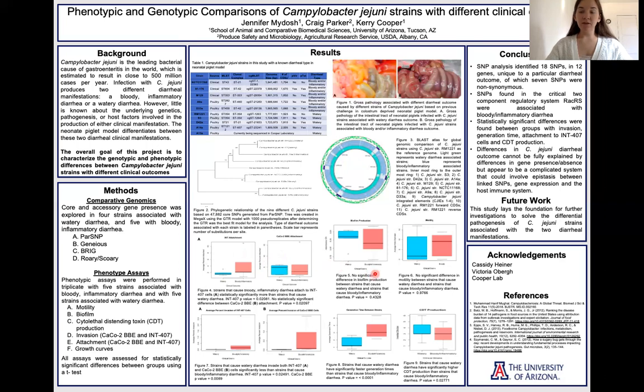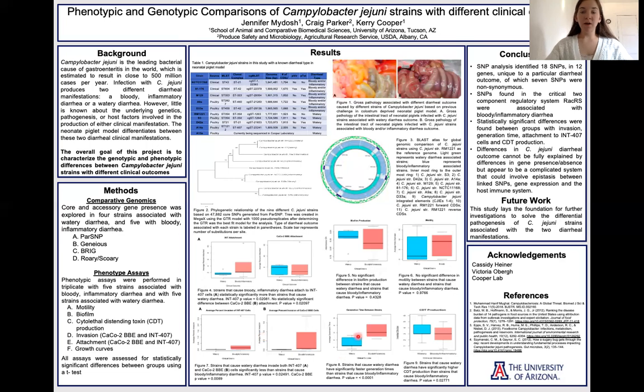Figure 5 is biofilm production, and figure 6 is motility, and there is no statistical significance between the groups for both of these assays. Below, we have the invasion assays, and for this, we do have a statistically significant difference in invasion with the strains associated with bloody diarrhea for both INT407 and Caco-2 BBE cells. The strains associated with bloody diarrhea invade much more than the strains associated with watery diarrhea.